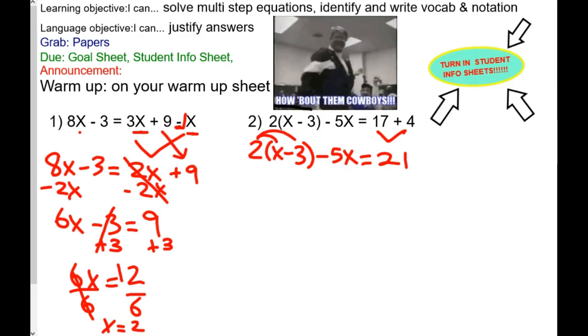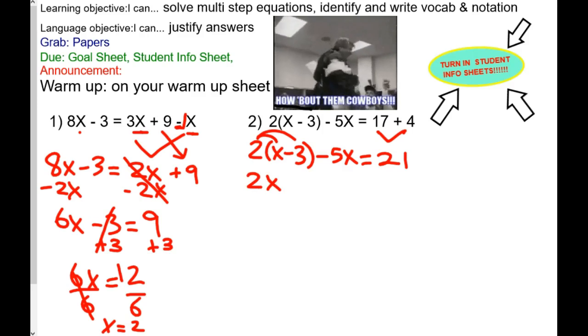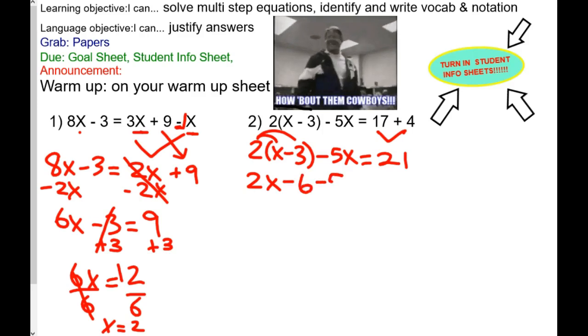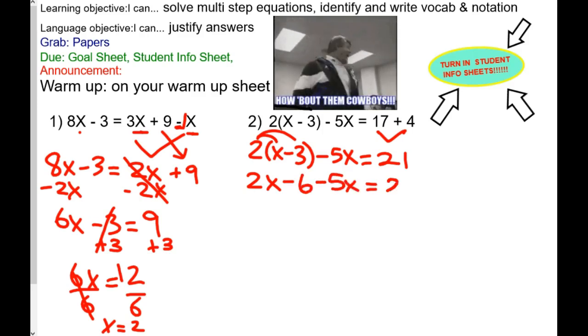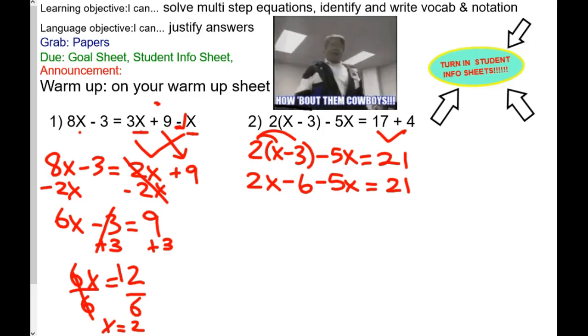So 2 times x is 2x. 2 times the minus 3, minus 6 or negative 6. Bring down minus 5x, equal sign 21. Now, we got 2 x's on the same side, kind of like what we did right here. What do? 2 x's on the same side means combine like terms.